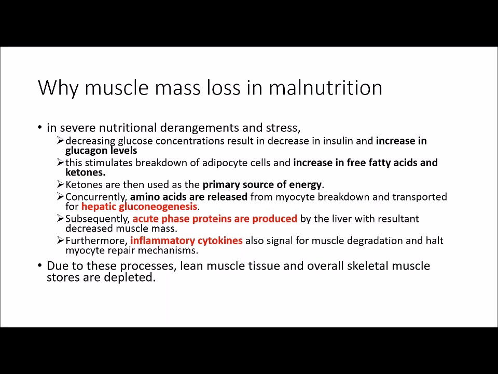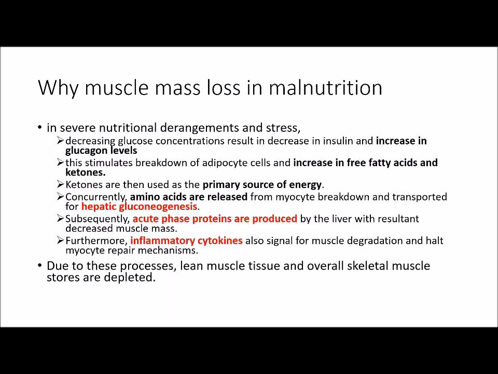Can you understand he's losing weight? Now, whenever there's severe nutritional derangement and stress, the first thing is a decreased glucose concentration in the body. The body wants glucose. Why? Because that is the main substrate for the energy requirements of the body. So how does it do that?